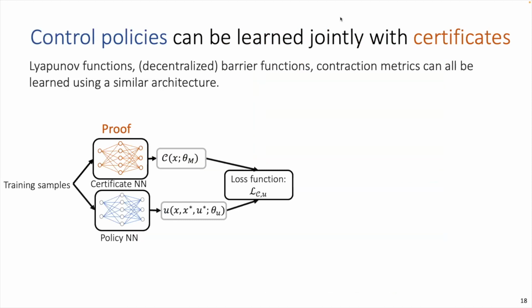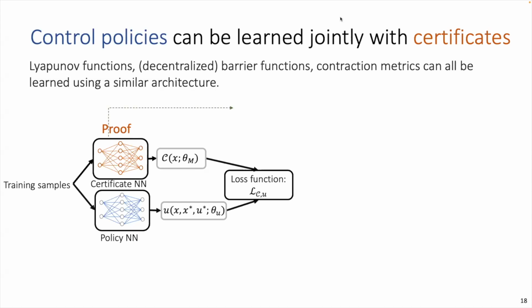Before I give you some more visualization results, I want to say that this architecture I have described, using a neural network to encode the certificate function and another neural network, or another part of the neural network, to encode the policy, can really be used to learn any of these certificate functions that I have mentioned. We actually started with contraction metric, and we realized we can learn barrier functions, we can learn Lyapunov functions, we can learn decentralized versions of them. It's actually much more powerful than we thought when we started.